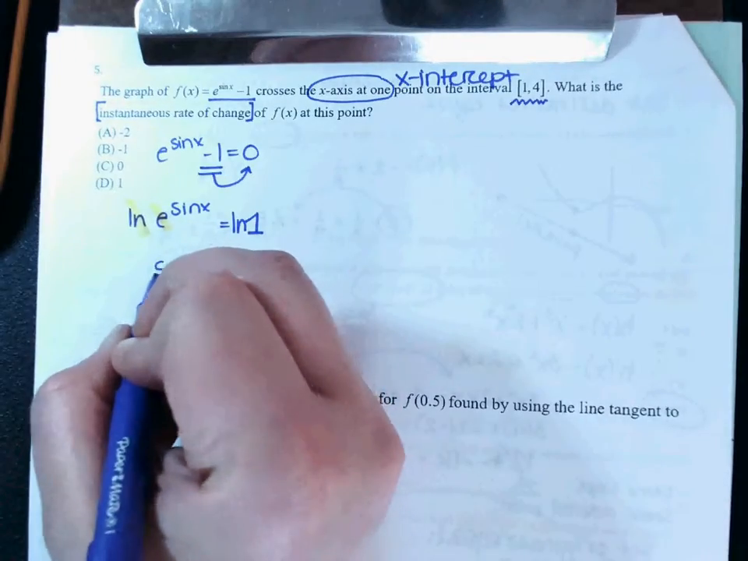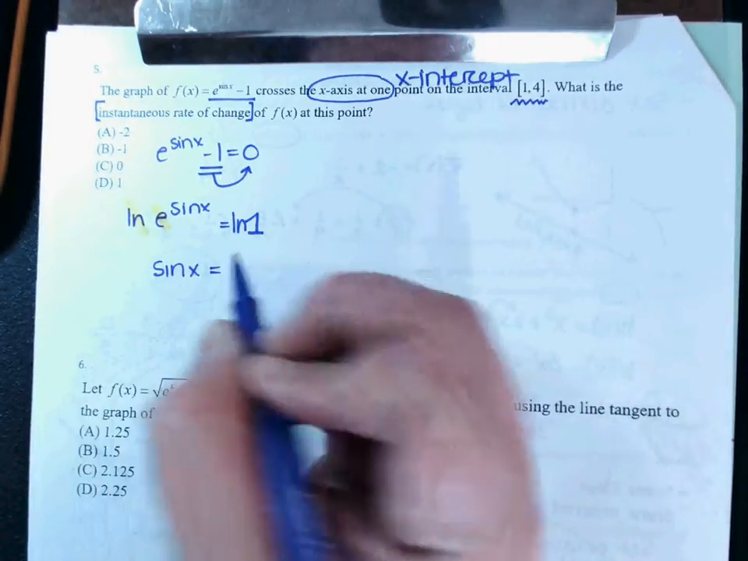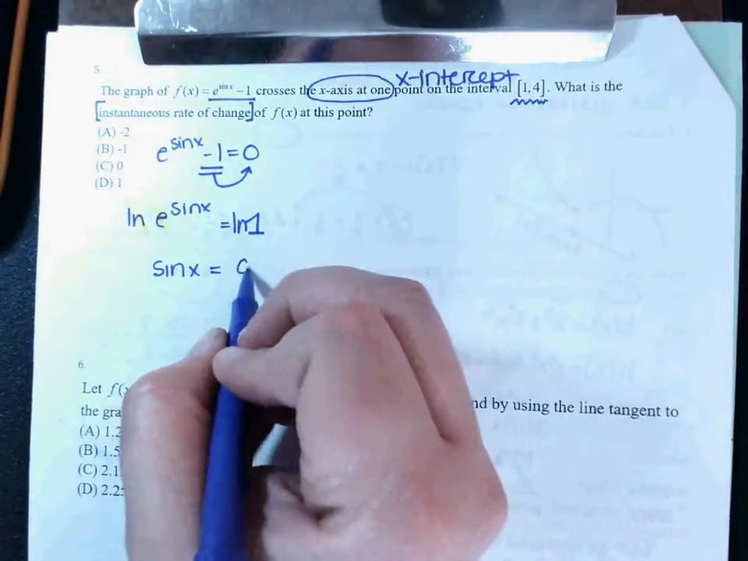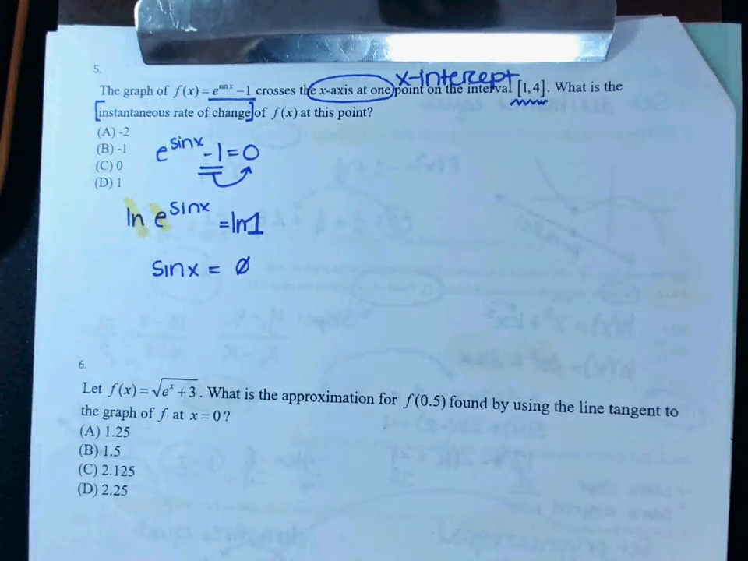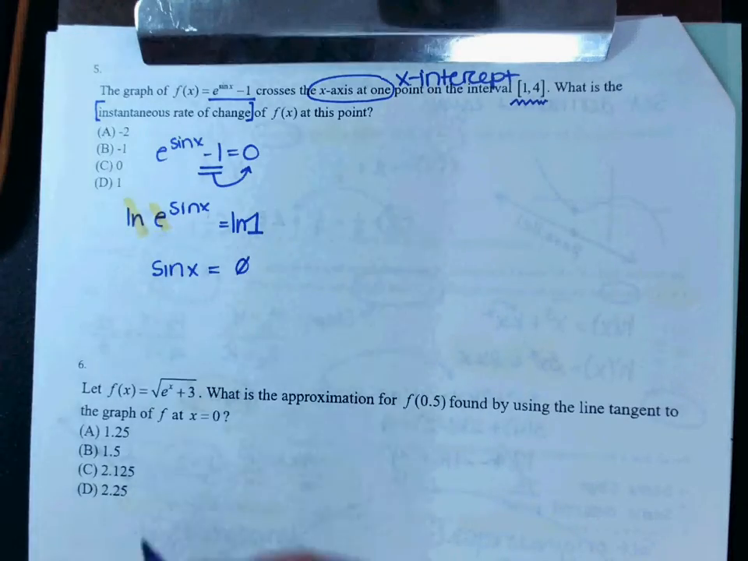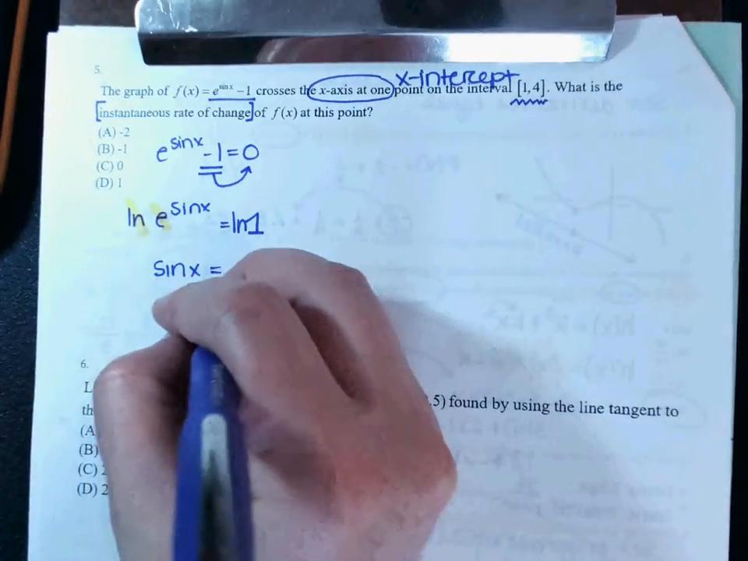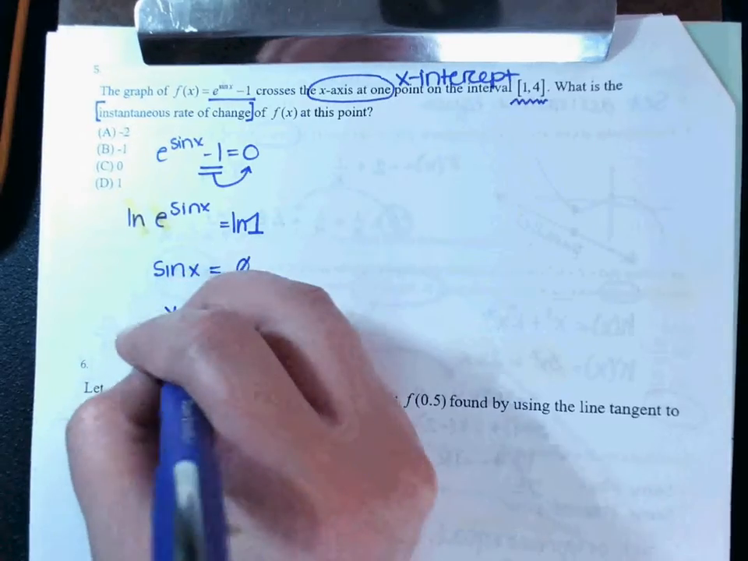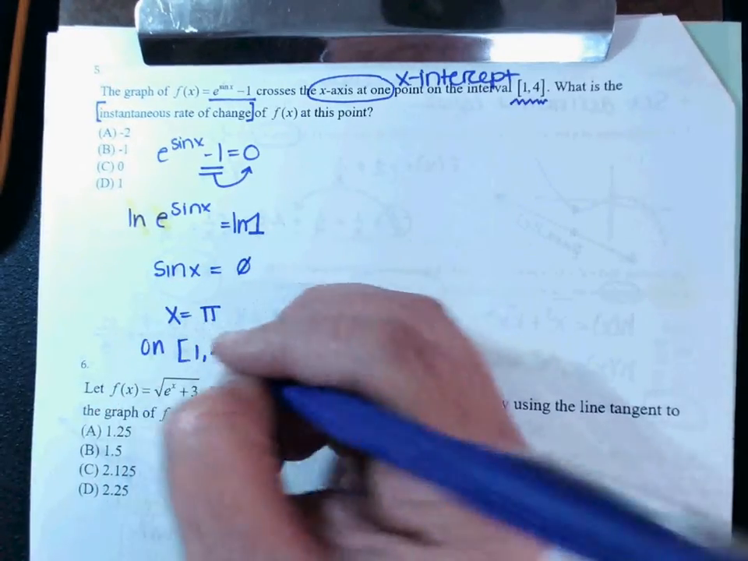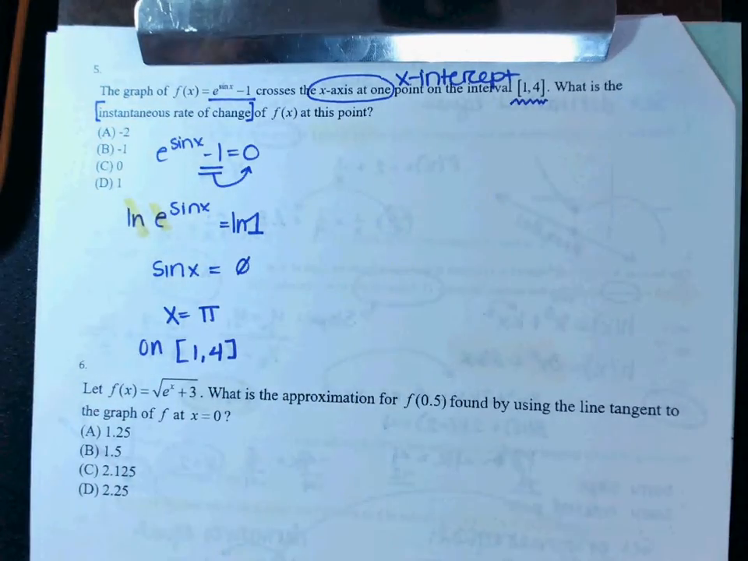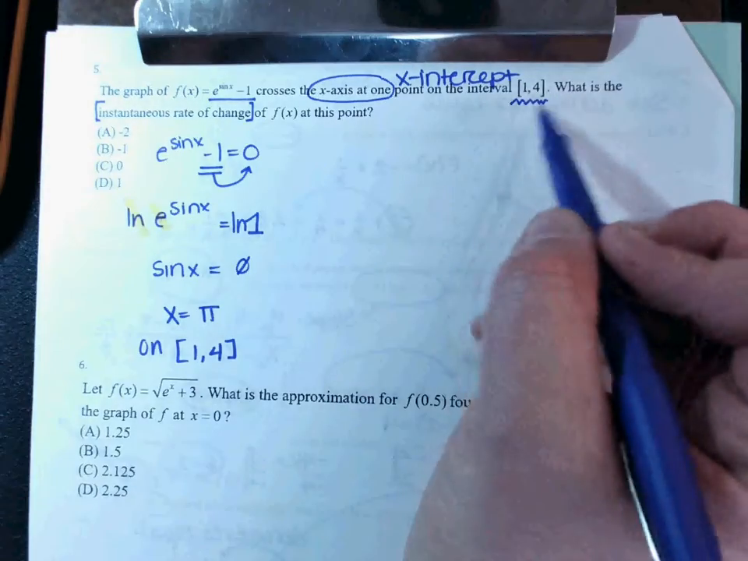I have sine x equals, and then what is the ln of 1? 0. Good. So when else is sine 0? It is 0 at 0. Where else? Pi. So I have to pick pi because that's on the interval from 1 to 4. It does also happen at 0, but I'm not allowed to pick that because of the interval they gave me.